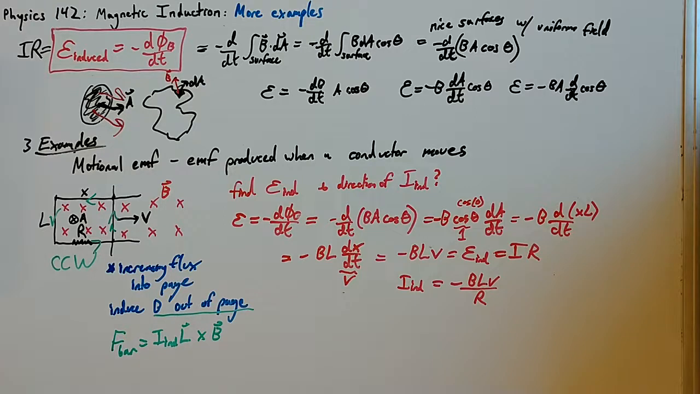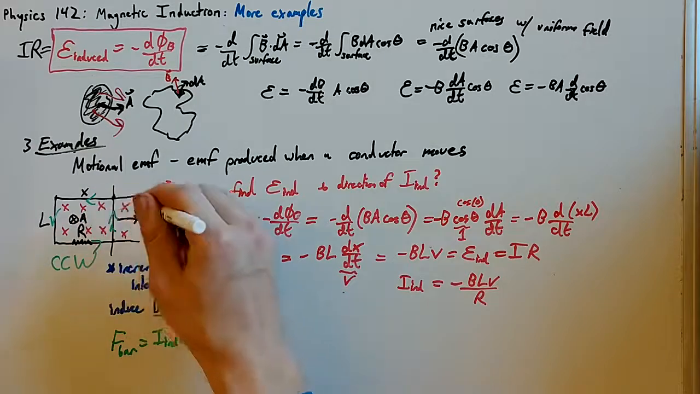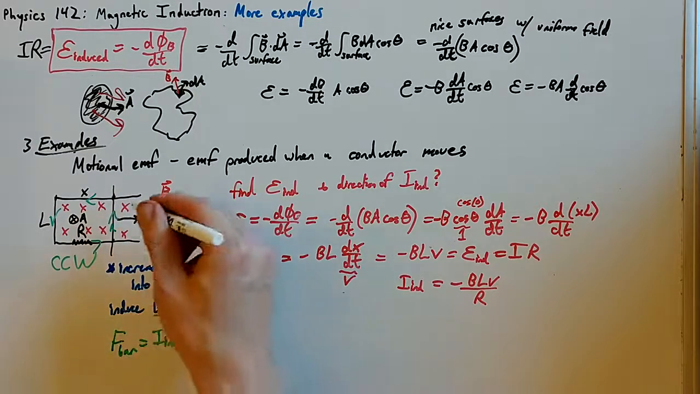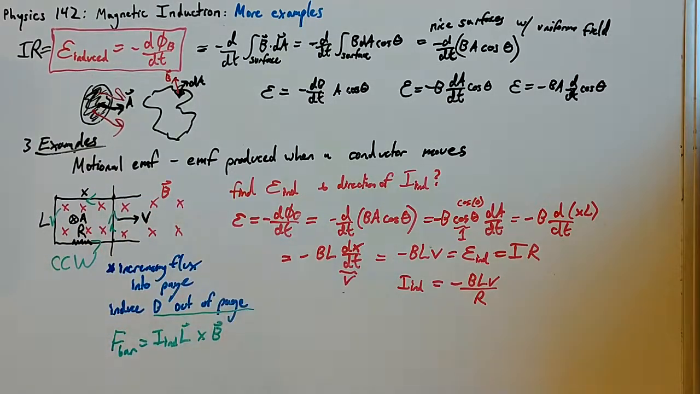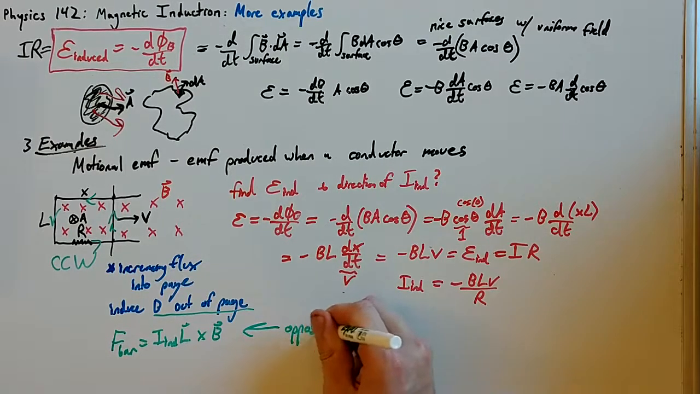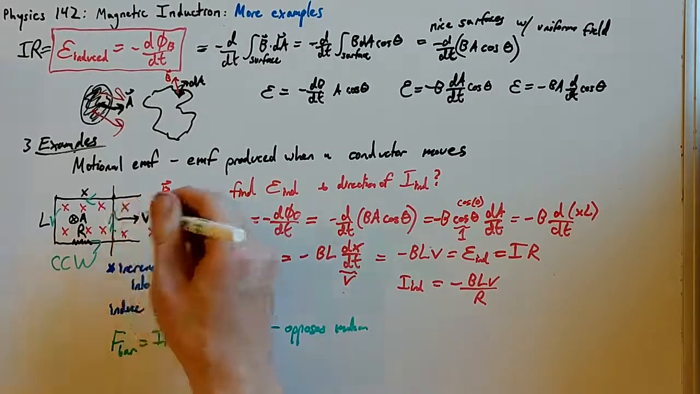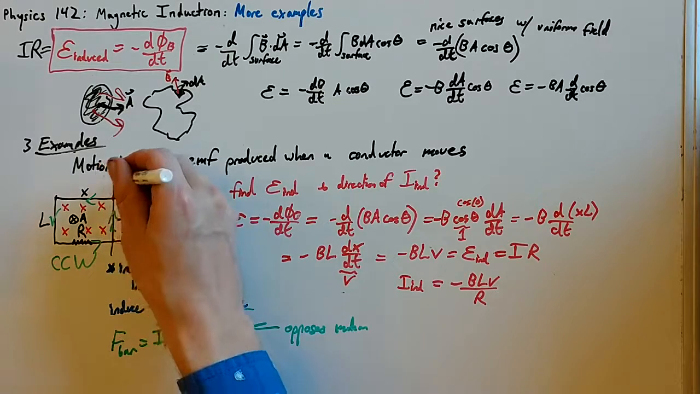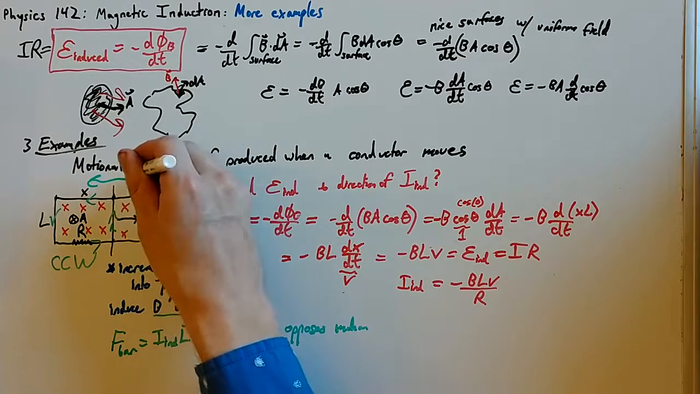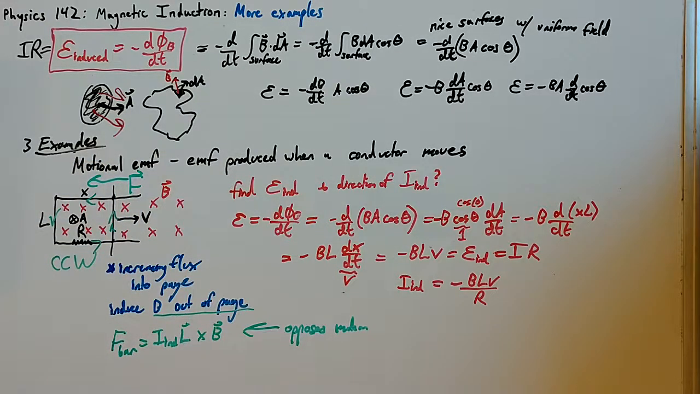So ultimately, the force on this induced current will oppose the motion that originally created it, and I think that's kind of cool. We'll just write this: opposes motion. This ends up creating a force that opposes that motion, that change that created it in the first place. And so that is kind of cool.